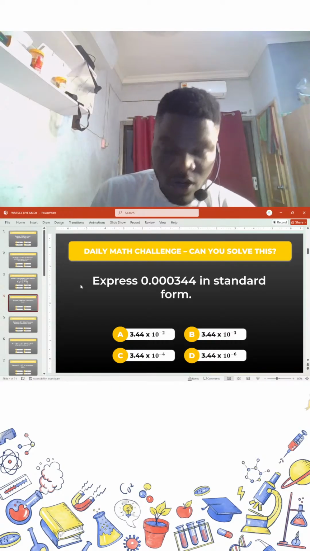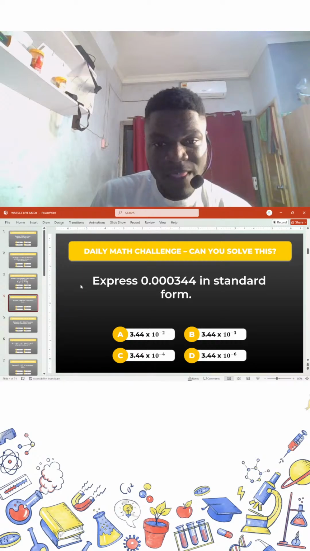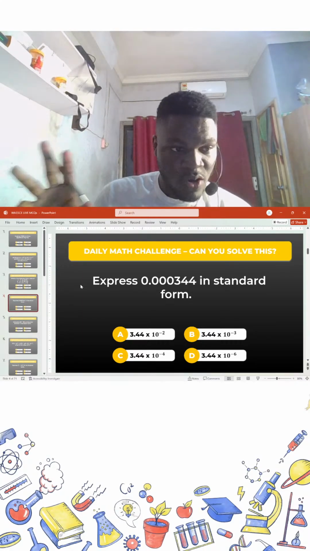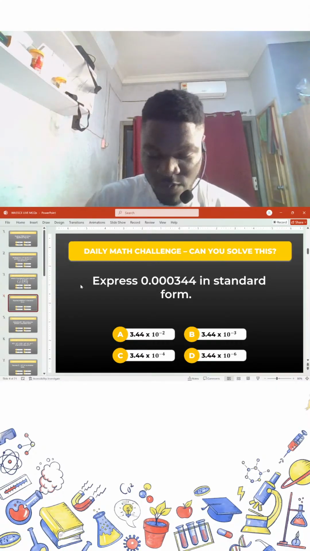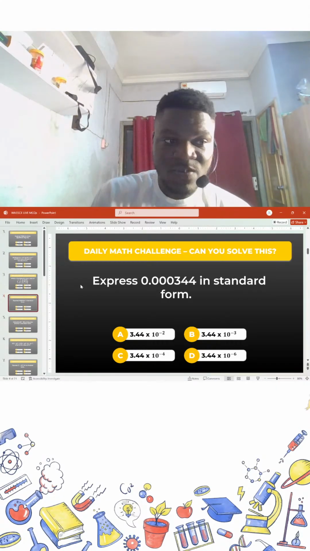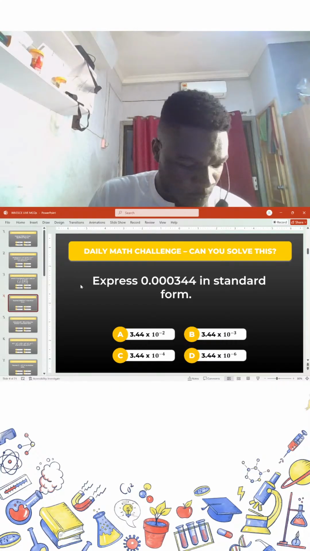Okay, guys. So the correct answer here is option C. That is 3.44 times 10 raised to the power negative 4. That is the correct answer over here, 3.44 times 10 raised to the power negative 4, if we express this in standard form.